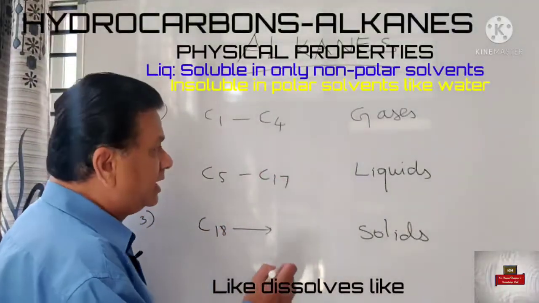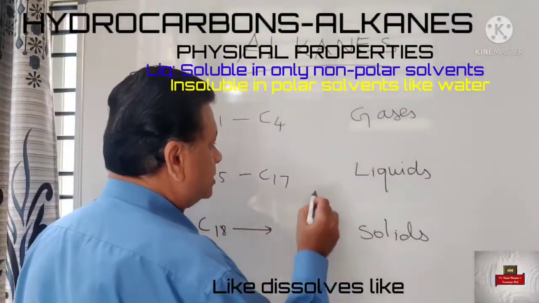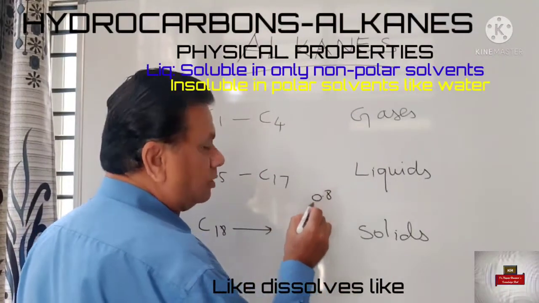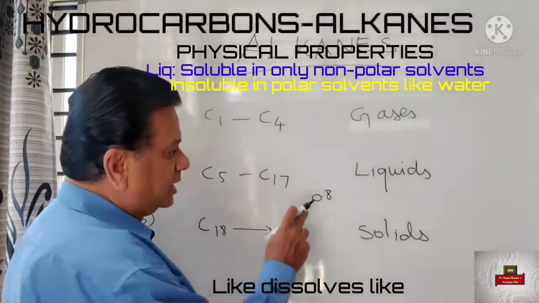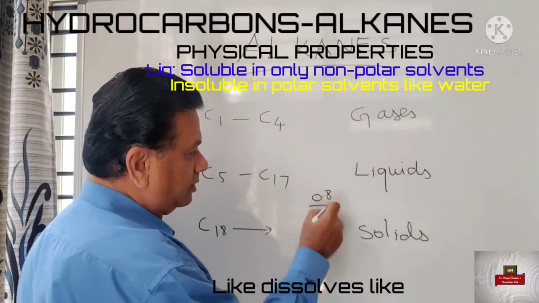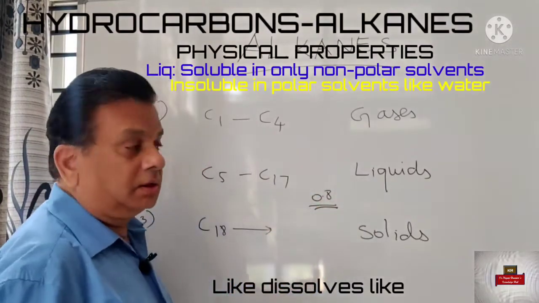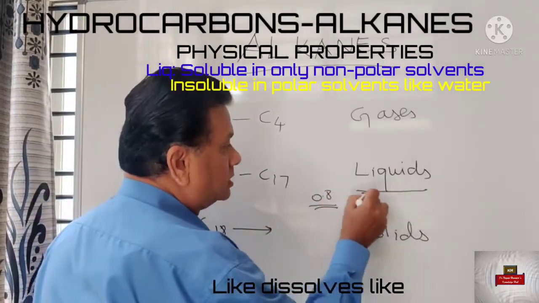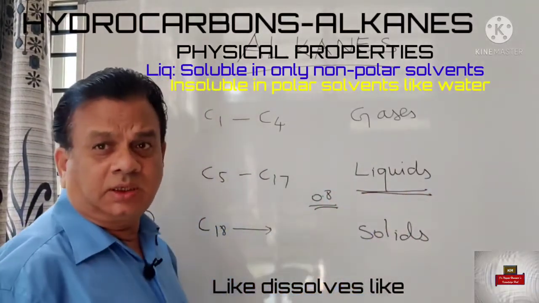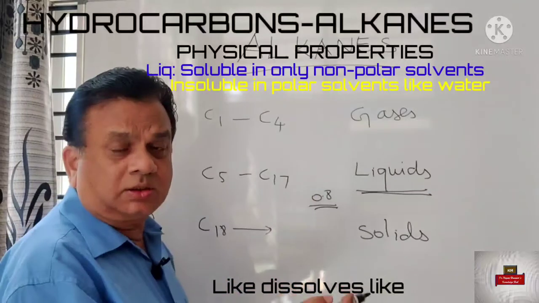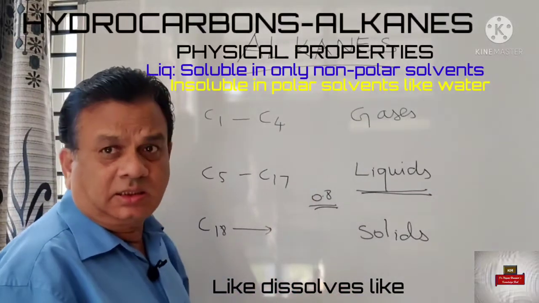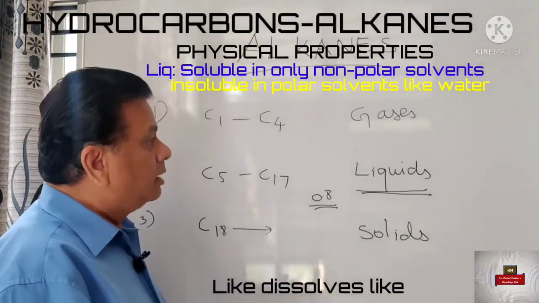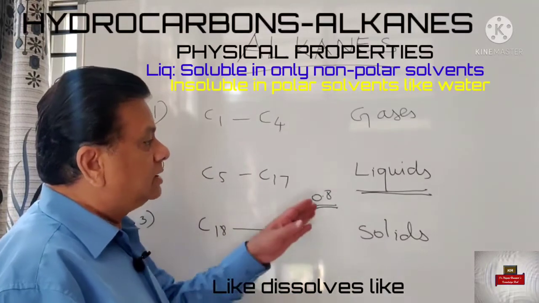So these liquids I said, of course their boiling point increases from the lower members, but at one stage they stagnate at 0.8. Water has got 1 gram per cc, but they will not exceed 0.8, whatever it may be. That's why they float above water. Like petrol, diesel, kerosene, they float above water because the density is lesser than water. So that is the reason.